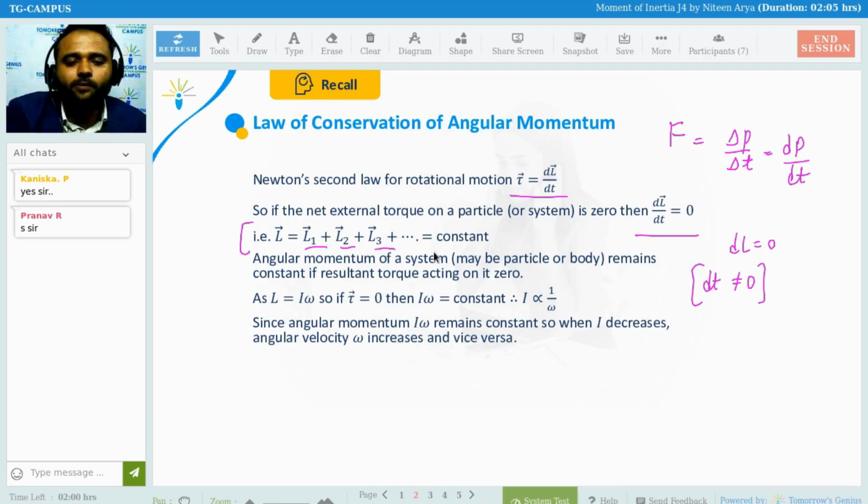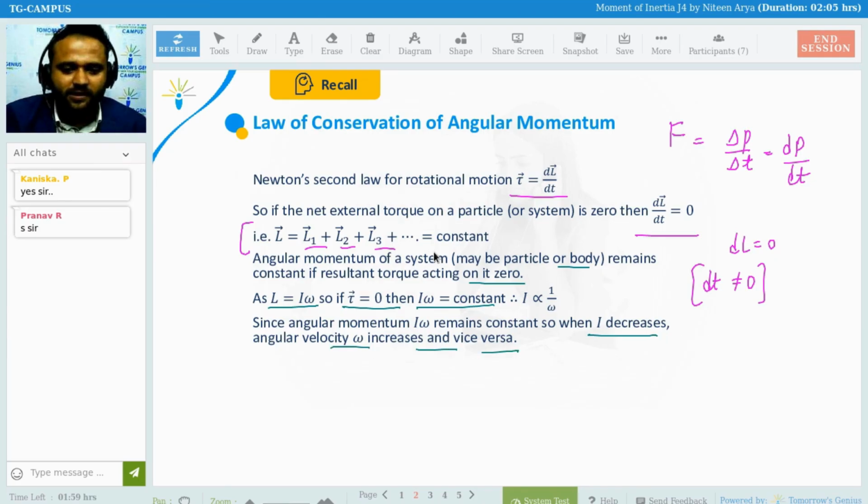The total angular momentum of a system, may be a particle or a body, remains constant if the resultant torque acting on it is 0. L is I omega. If torque is 0, then I omega is constant, and I is inversely proportional to omega, where I we are going to talk about in detail. Since the angular momentum I omega remains constant, when I decreases, angular velocity omega increases, and vice versa.